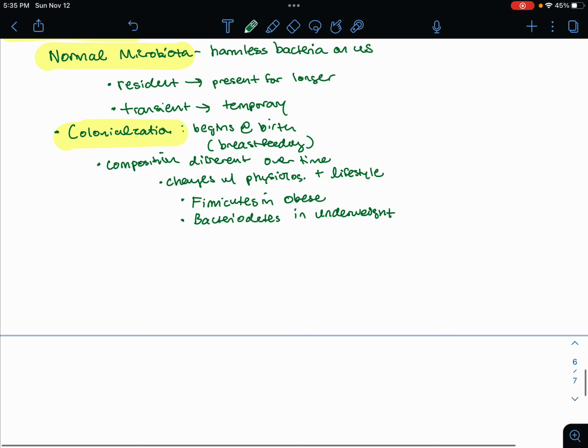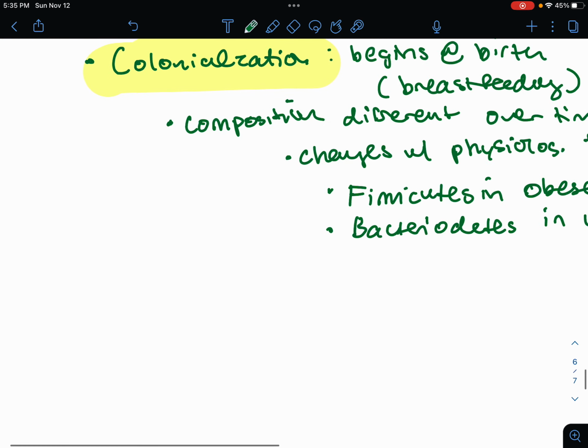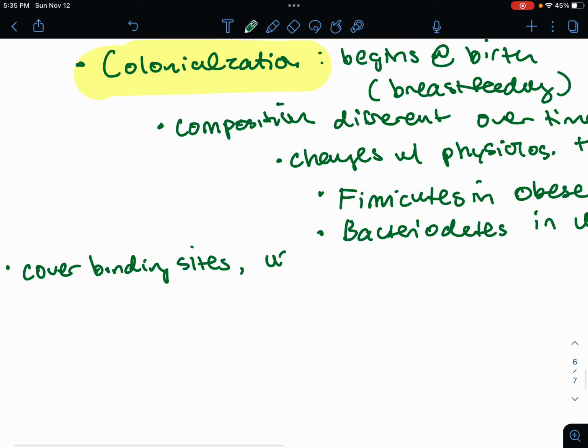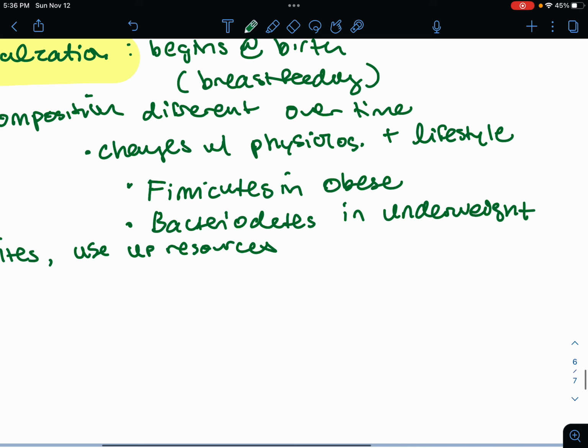They are going to also protect against the harmful species of microbes. They're going to cover binding sites, use up resources, and we're also going to see some of these normal microbiota species make their own toxins to stop others.